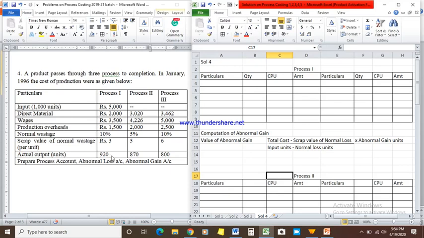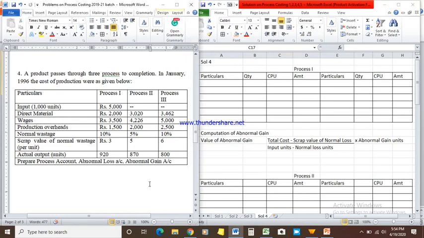But what has happened here is we have received 920 units as an output, which means when we compare the normal output and actual output, if the actual output is more than the normal output, then we say there is an abnormal gain. On the other hand, if the actual output is less than the normal output, then we say it is an abnormal loss. Okay, so what does it mean and how we are going to do all those calculations, we'll show you.